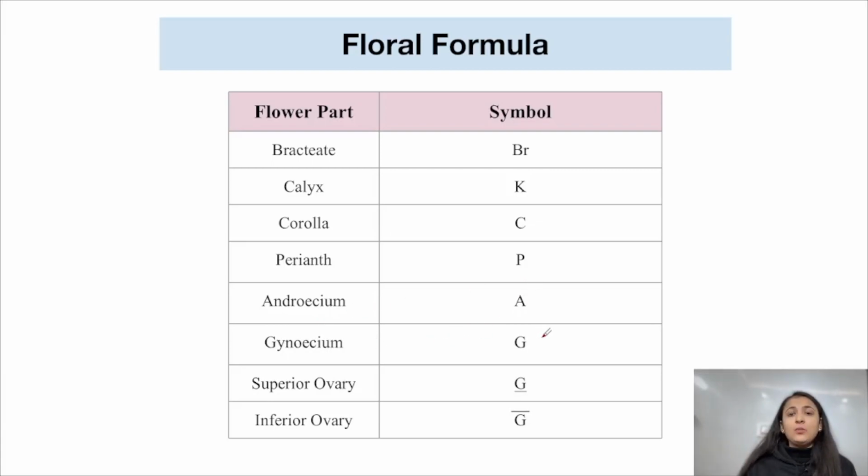Now, if we want to represent a superior ovary in the floral formula, we write the gynoecium as this, and we draw a horizontal line beneath. What is it representing? That the gynoecium occupies the highest position. That is why G is written over the top of this line. In the case of an inferior ovary, the G is written below the line because it represents that the gynoecium occupies a lower position. The ovary is inferior.